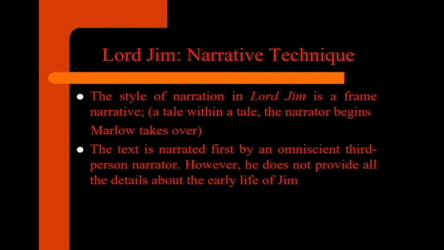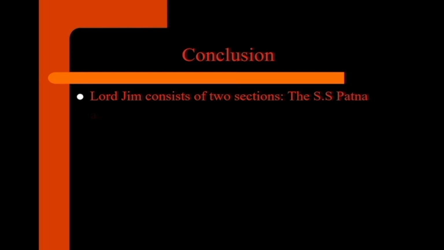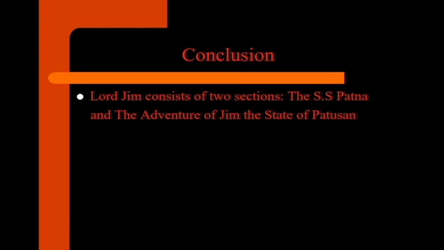The text is narrated first by an omniscient third-person narrator. However, he does not provide all the details about the early life of Jim and the rest of the incidents. Later on, Marlow is introduced, who narrates the details about the other characters. In conclusion, we can say that Lord Jim consists of two sections, the SS Patna and the adventure of Jim in the state of Patusan.